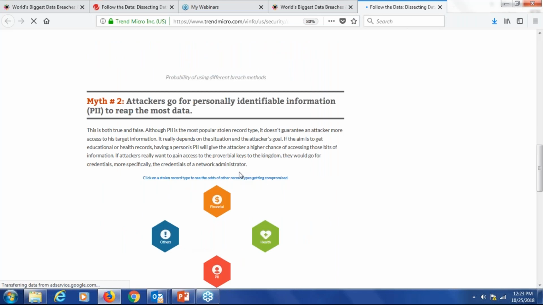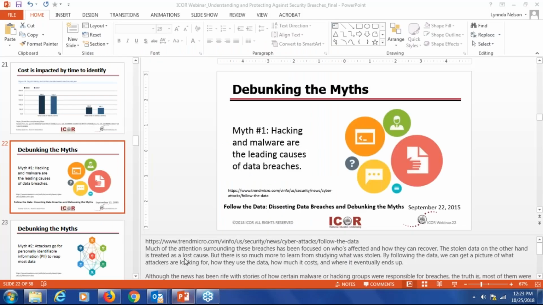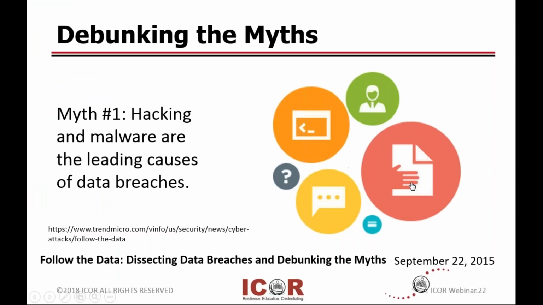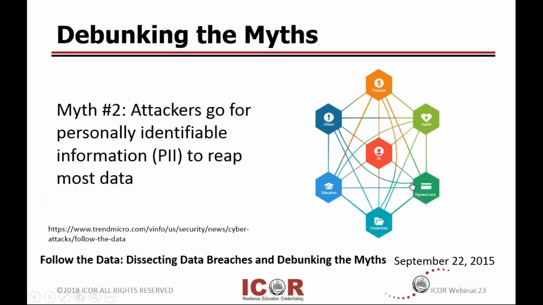But when you look at the different elements here, you can click on those, and they will provide you with that information. They're also looking at the type of attacks that are being done. Myth number 2 says that attackers go for personally identifiable information, or PII, to reap the most data. And this is both true and false. Although your personally identifiable information is the most popular stolen record type, it doesn't actually guarantee an attacker has more access to the target information. So it really depends on the situation and the attacker's goal.